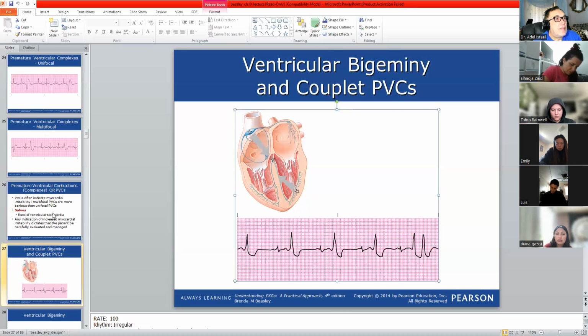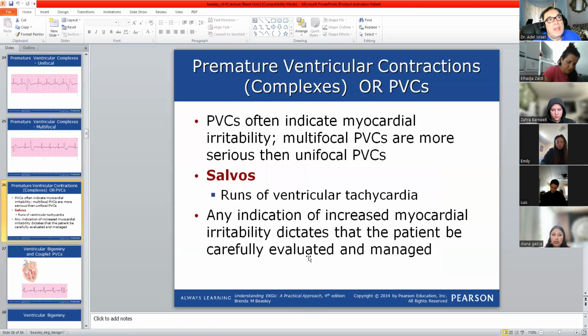But we need to look for this one. The PVCs indicate myocardial irritability. We have ectopic. Multifocal are more serious than unifocal. Why? Because multifocal comes from more than one site, but unifocal is only coming from one site. So if I have a problem coming from one issue, it is better than if it is coming from multiple issues.